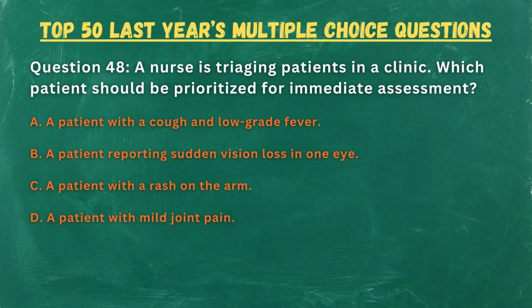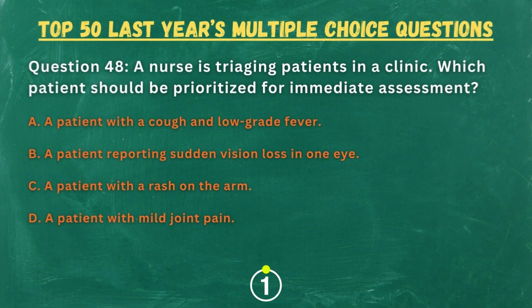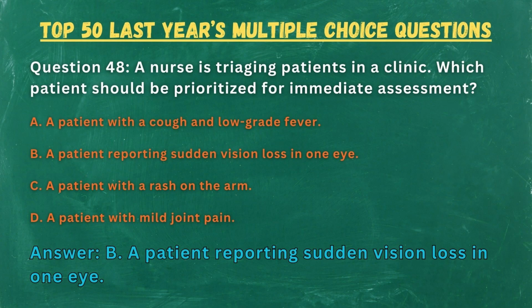Question 48. A nurse is triaging patients in a clinic. Which patient should be prioritized for immediate assessment? A. A patient with a cough and low-grade fever. B. A patient reporting sudden vision loss in one eye. C. A patient with a rash on the arm. D. A patient with mild joint pain. Answer: B. A patient reporting sudden vision loss in one eye.